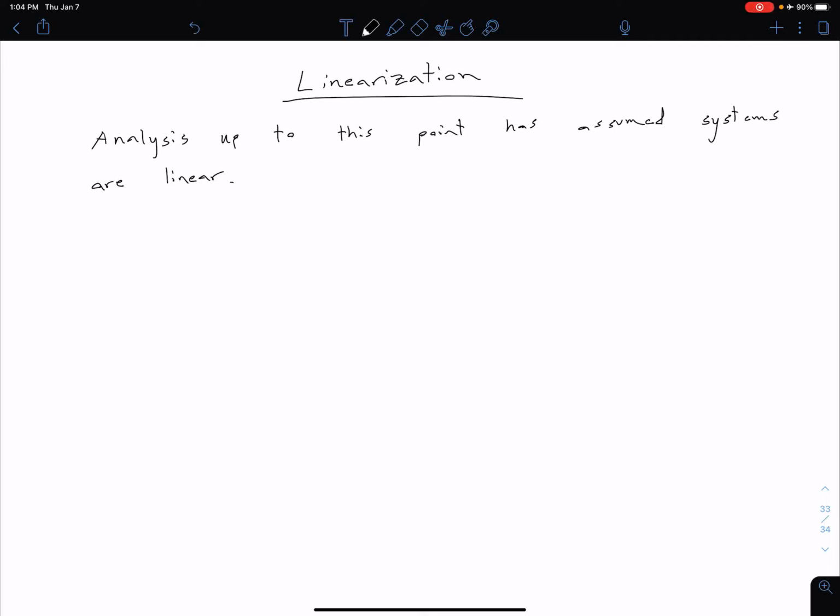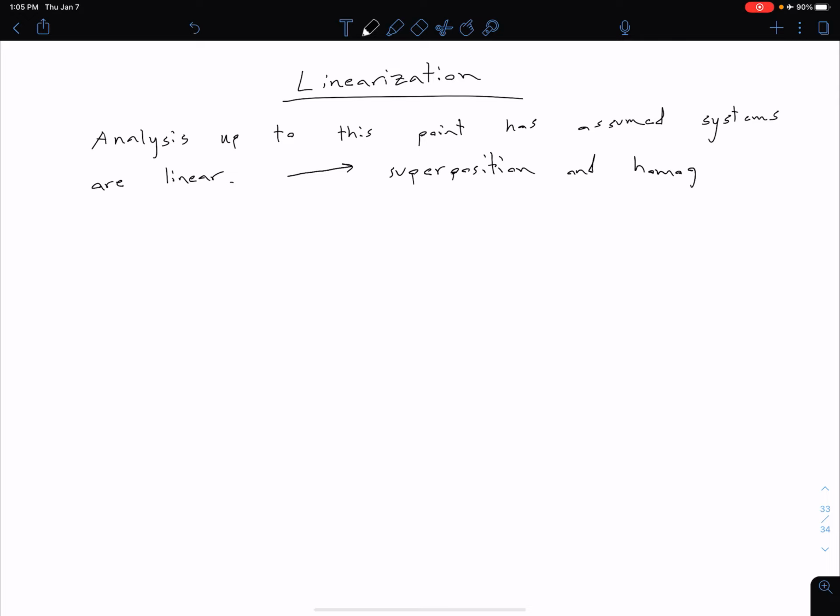The final item that we want to consider in this unit is linearization. Up to this point, our analysis has assumed that our systems are linear, and what that means is that superposition and homogeneity apply.